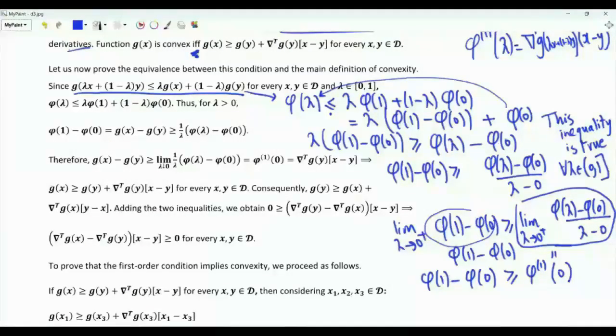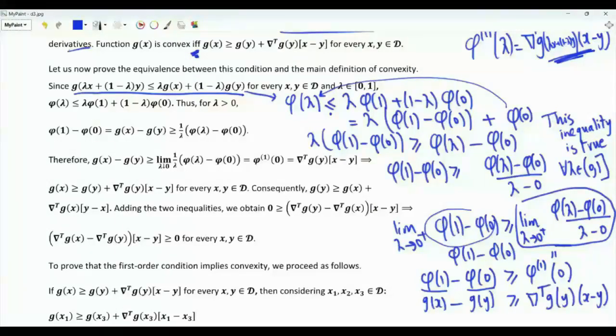Let's rewrite everything in terms of function g. Phi of 1 is g of x, phi of 0 is g of y, and the first derivative evaluated at 0 is the inner product of x minus y and the gradient vector of g evaluated at y. If g is convex, g of x is greater than or equal to g of y plus the inner product of x minus y and the gradient vector of g evaluated at y. This is true for every x and y in the domain of G.